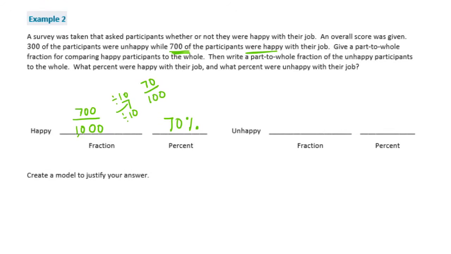So unhappy, 300 participants were unhappy. So 300 out of the 1,000 were unhappy. And as a fraction, we need to divide by 10 to get this to be out of 100. So that would be 30 out of 100, or 30%, which makes sense because 70 plus 30 adds up to the whole 100%. Create a model to justify your answer.